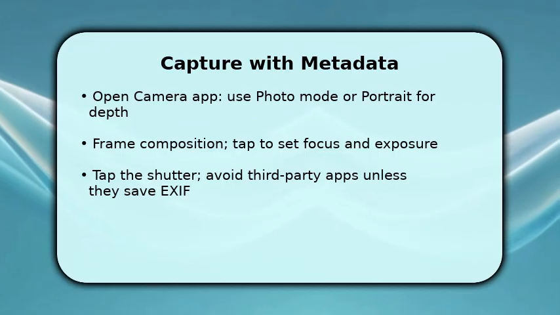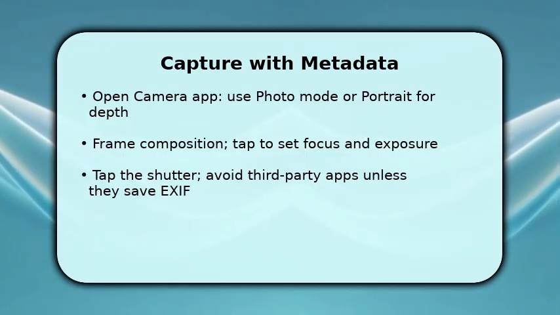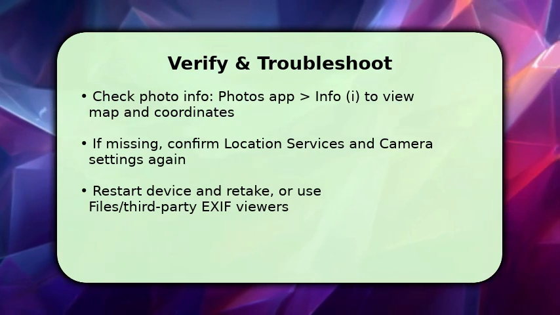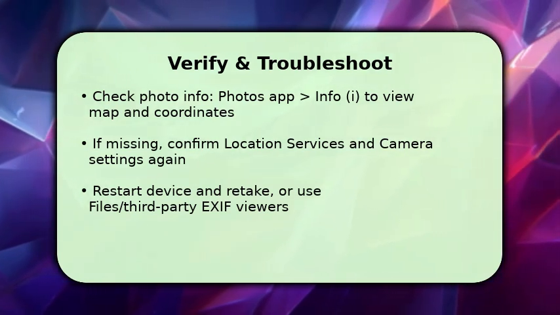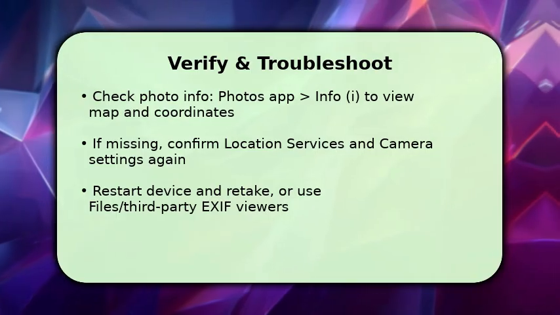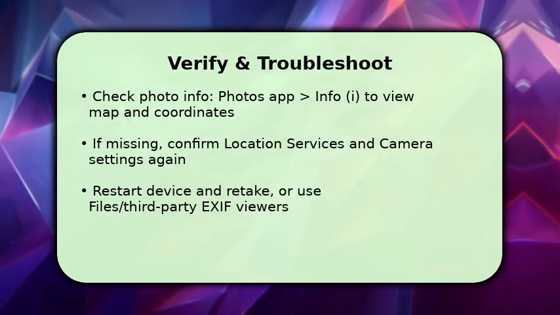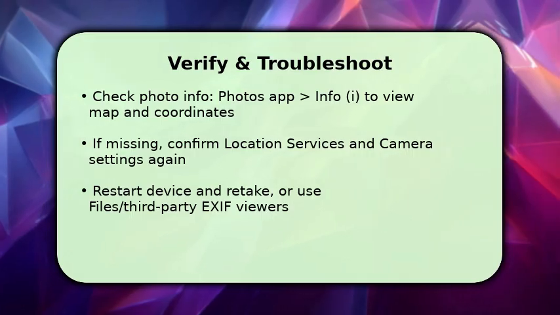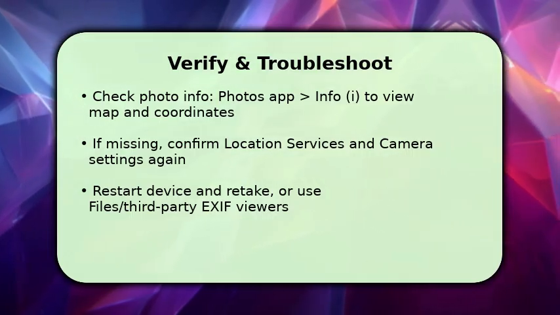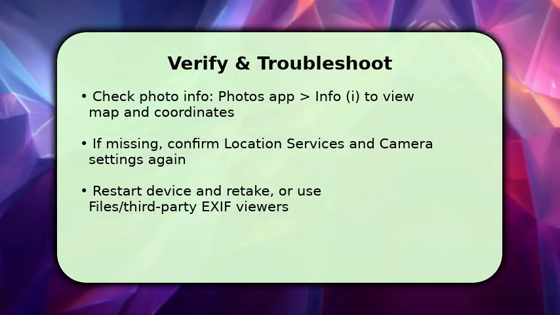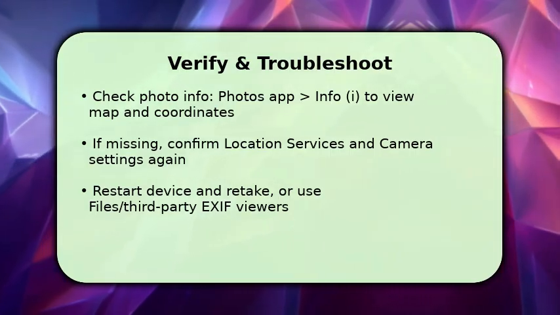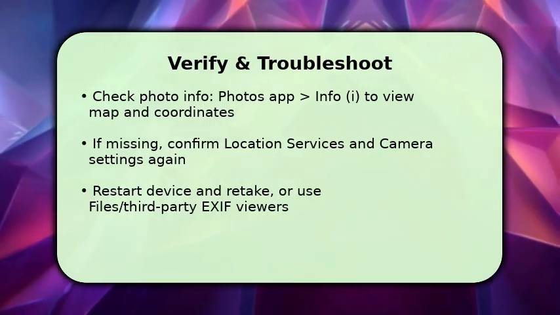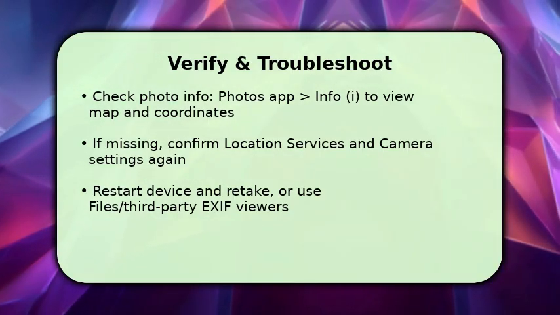Finish by confirming the GPS was recorded and fix issues if needed. Open Photos, select the image, and tap the Info button to view the map and coordinates. This verifies success. If location is missing, make sure location services and camera permissions are still enabled and that airplane mode is off. If problems persist, restart your iPhone and retake the shot, or export the image to a trusted EXIF viewer. This helps determine whether the issue is permission-related or a temporary system glitch.